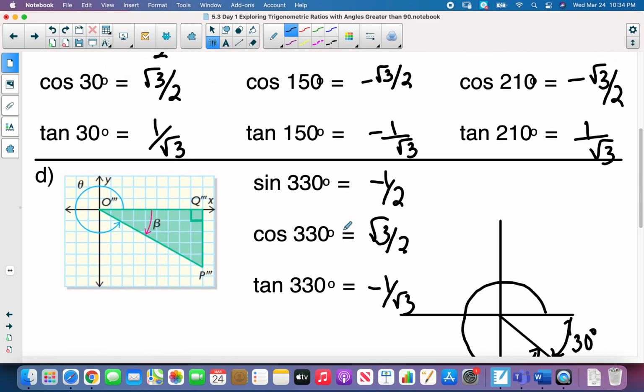Similarly, we can also find the sine, cosine, and tangent of 330, which is the angle from here all the way till here. So it will have negative 1/2 for sine, negative 1 over root 3 for tangent, but cosine will be positive root 3 over 2 because cosine is positive in the fourth quadrant.